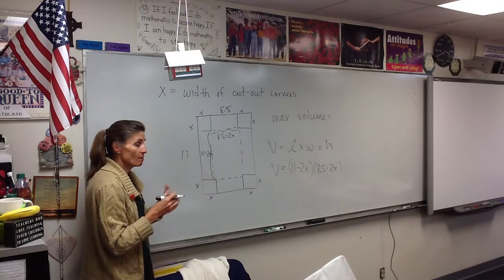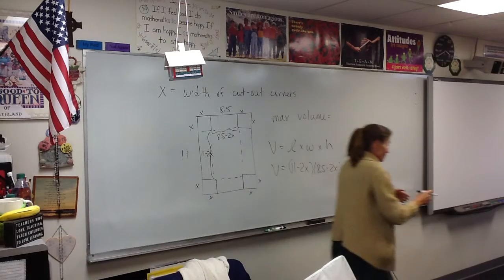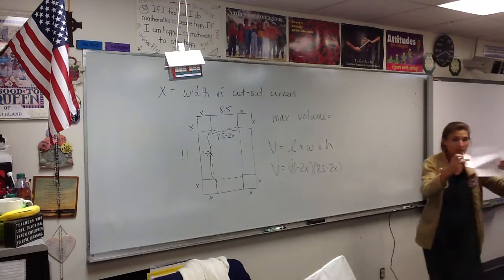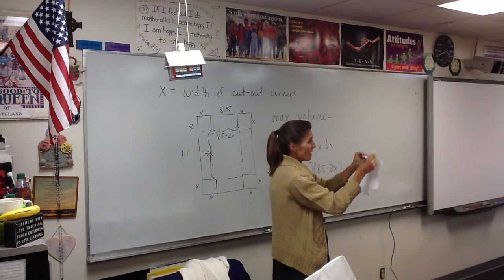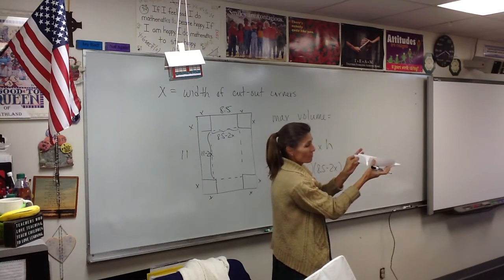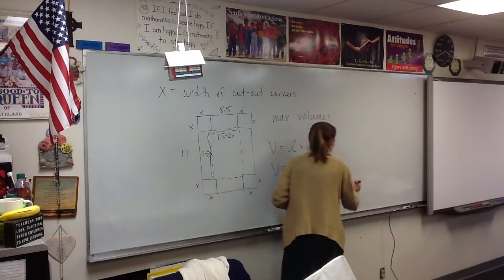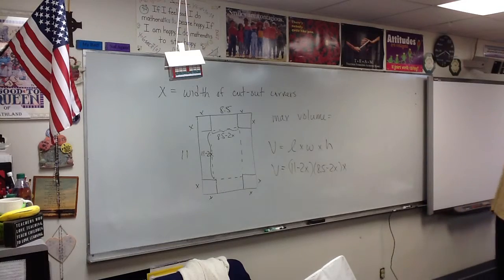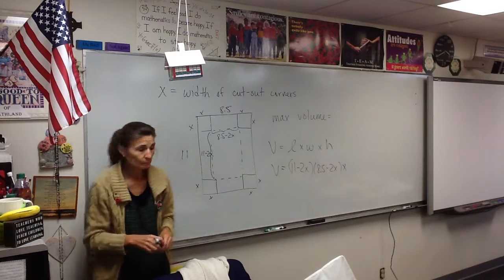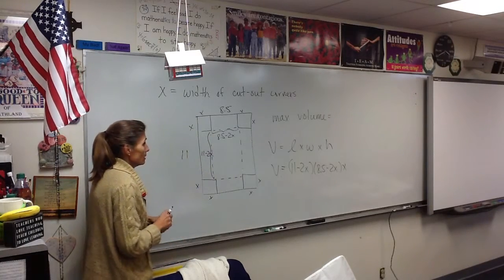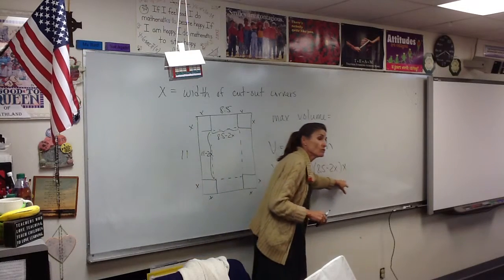Now what about the height of the box? Think about when you folded up the flaps of your box. Here's the piece of paper. You folded up the flaps. What's the height of that box when you fold up those flaps? How tall is it? X. Now we're getting ready to go to our calculator because this is the equation for the volume.